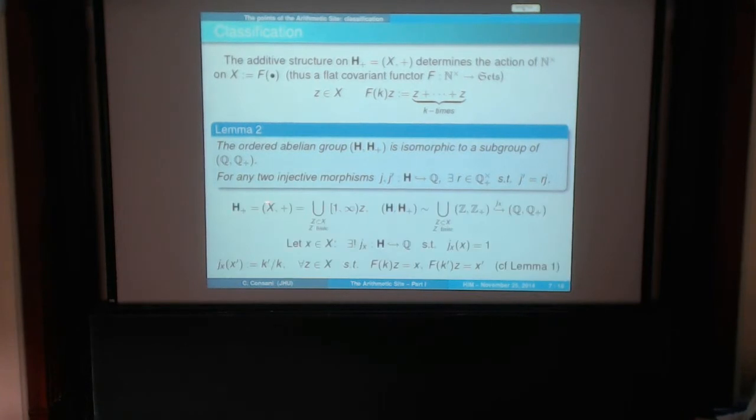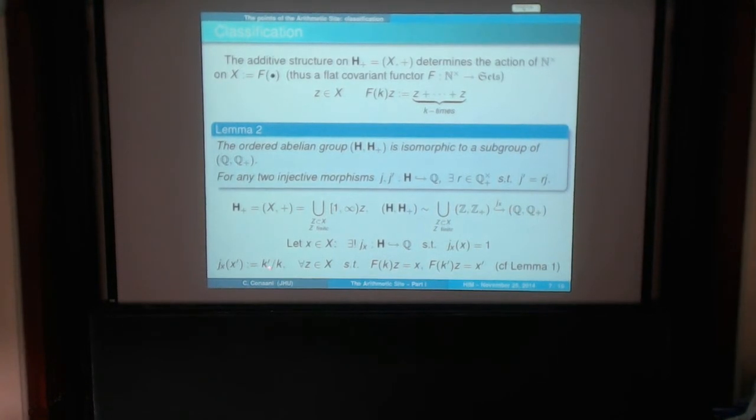So here is now the definition of the embedding inside QQ plus. Here is where we stand before: H plus, described in this form, or as an increasing union, or in this form. And so this Jx is determined in the following way. If we pick an element in X, small x, there exists a unique embedding of H in Q so that Jx of x is 1. But where do I send the points which are different from x? Well, I send them accordingly, still to the way the filtering functor property works.